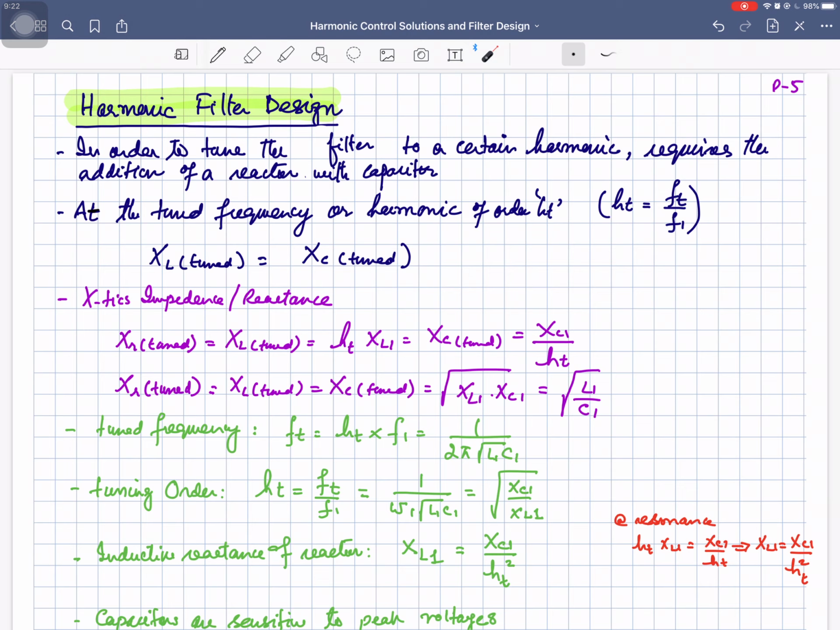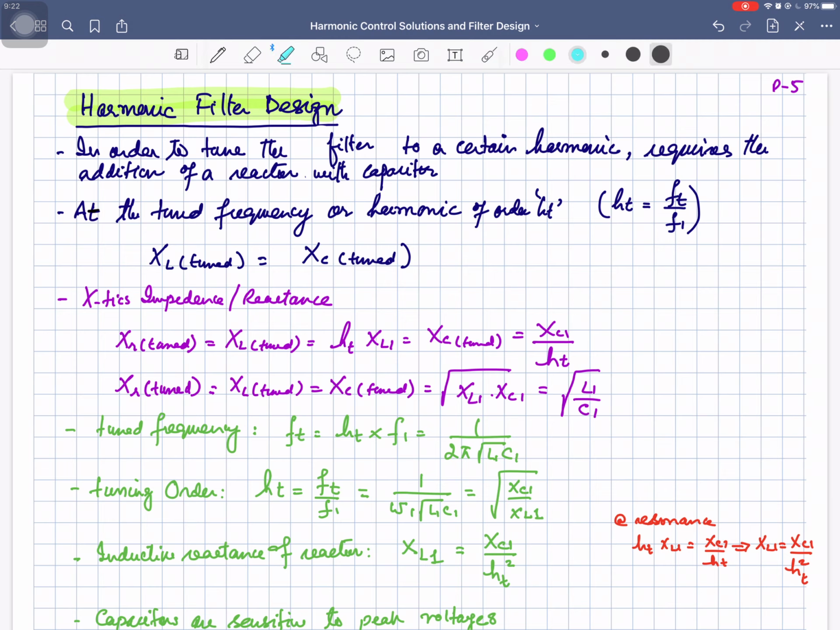So, there will be resonance between the inductor and the capacitor, and the impedance will be reduced and the high frequency current will be bypassed. So, we say that it is going to filter that particular harmonic or that particular frequency. When inductive reactance becomes equal to the capacitive reactance, that is also called the characteristic impedance or the resonance impedance.